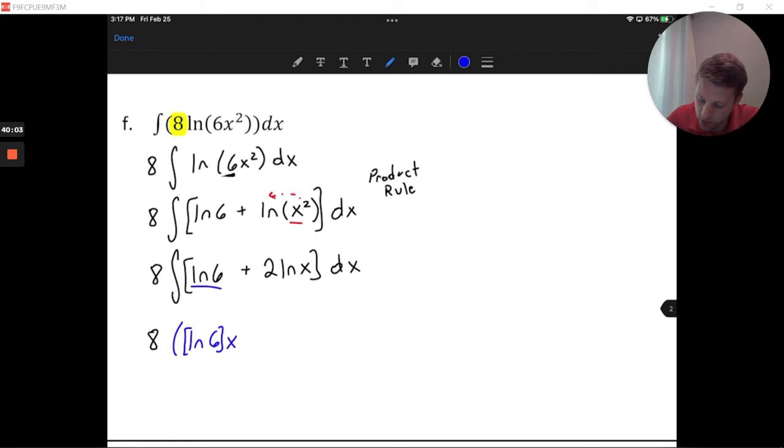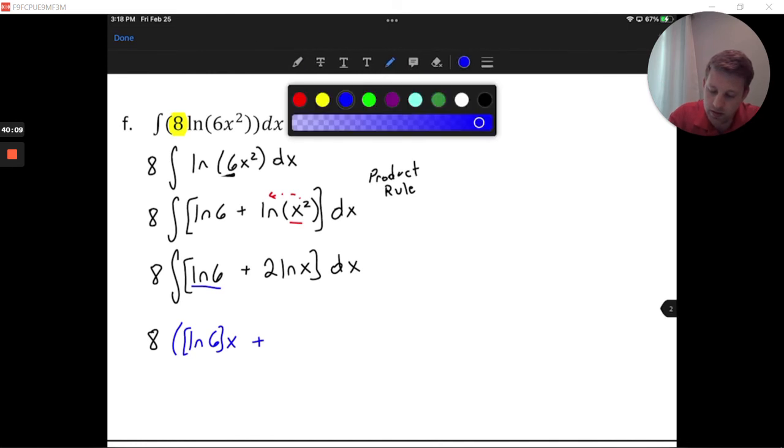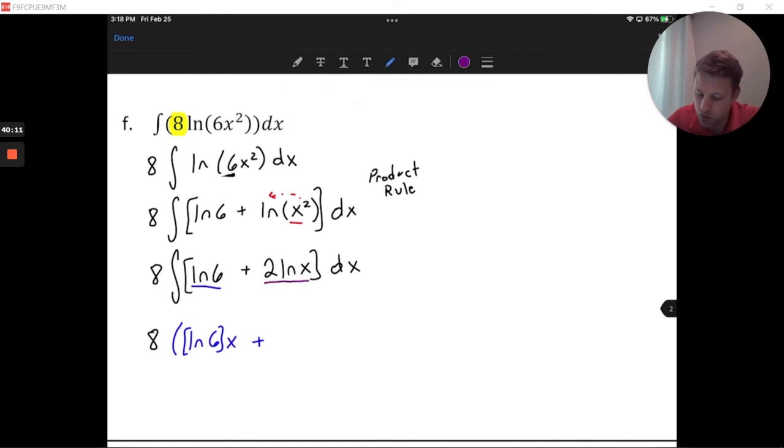Next, we can take a look at the second term. We have plus, and we'll do this in a different color here. This component here, 2, will remain. And then we have the natural log of x. Well, the antiderivative of natural log of x, I think we solved that in a previous problem.